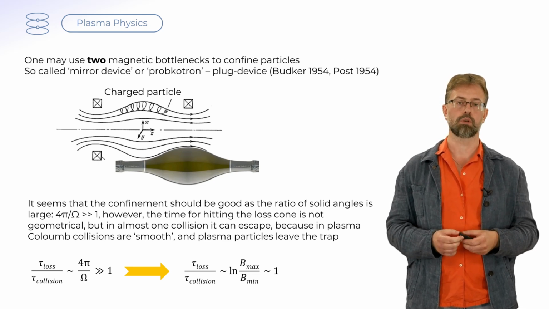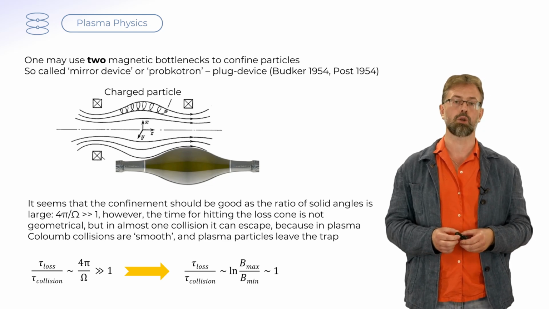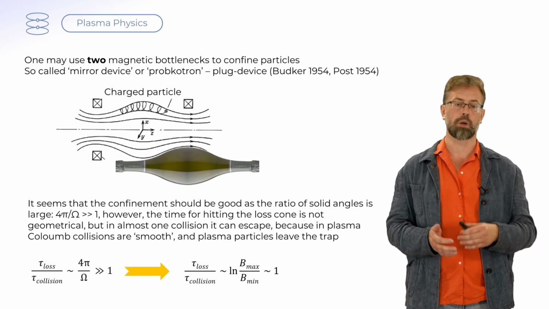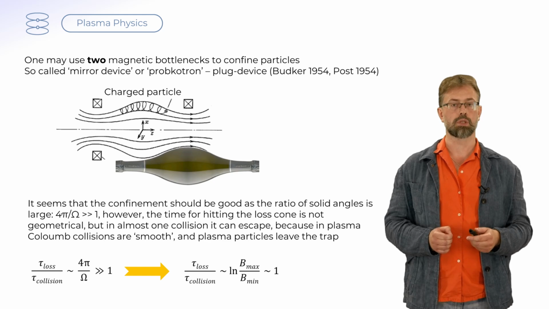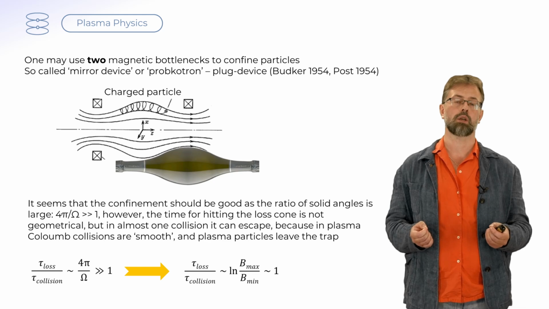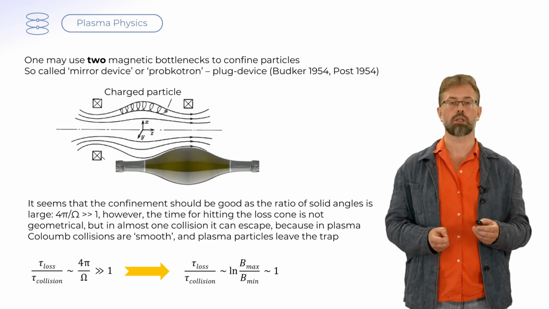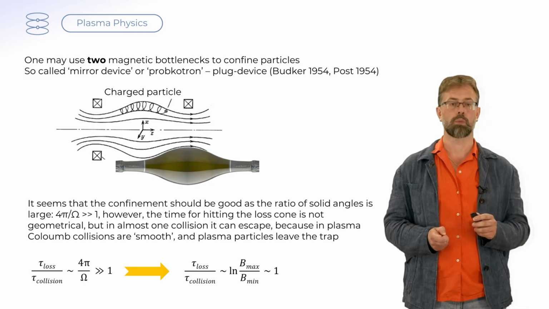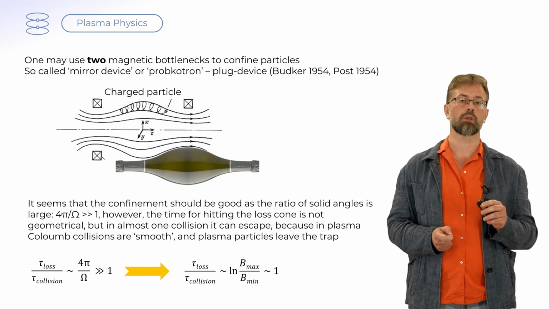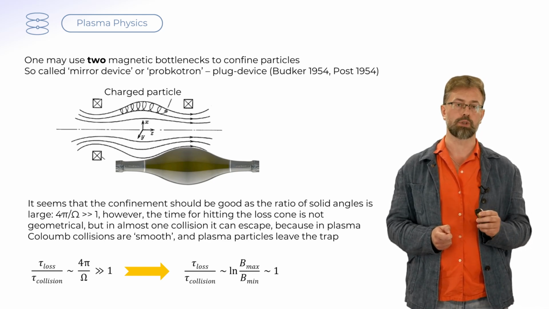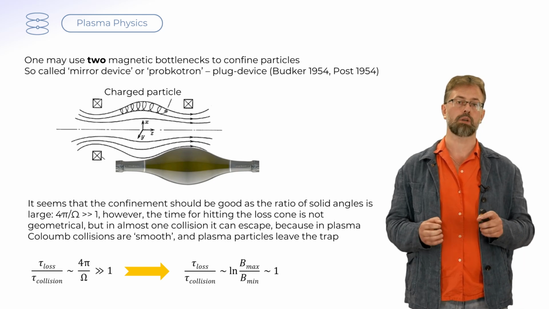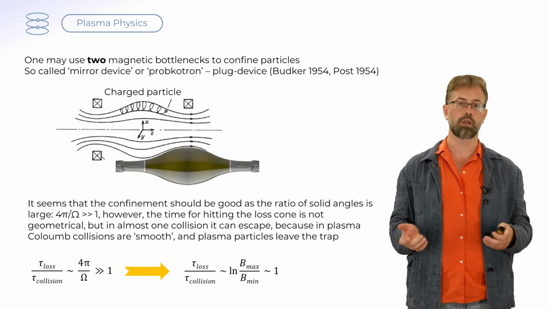It was proposed in the early 50s by Budker and Post, and is called a mirror device, or probkotron in Russian. It seems that confinement should be good because the solid angle of the bottleneck is small. It's hard to get inside this cone. But we have a plasma. As we saw before, we have scattering into small angles. So smooth scattering provides very fast losses from the bottlenecks. So plasma is pushed away from bottlenecks very efficiently.